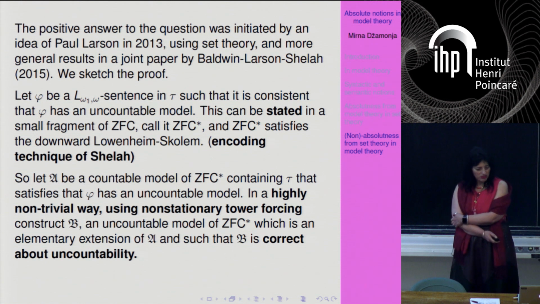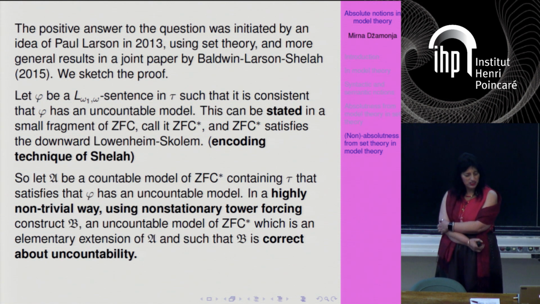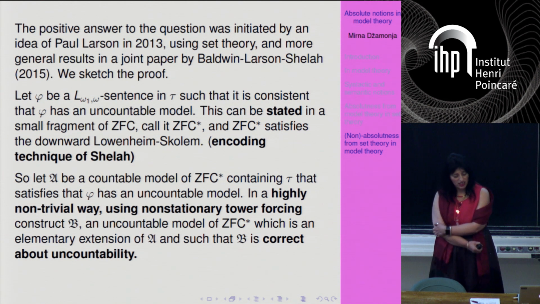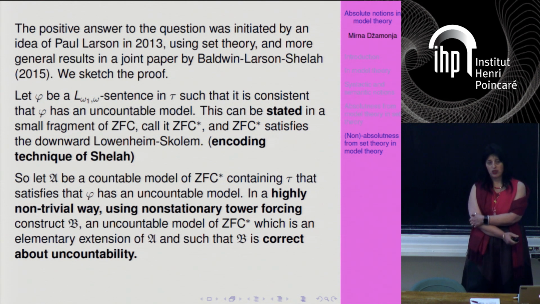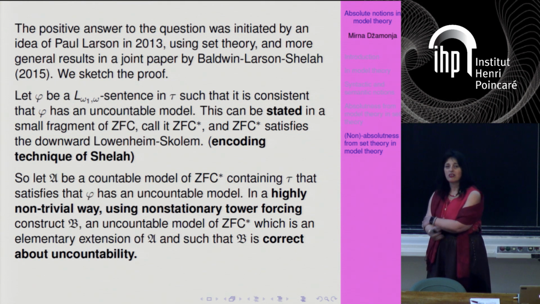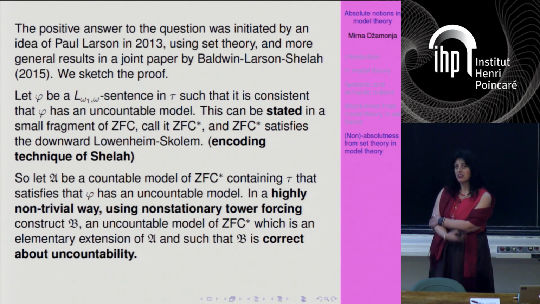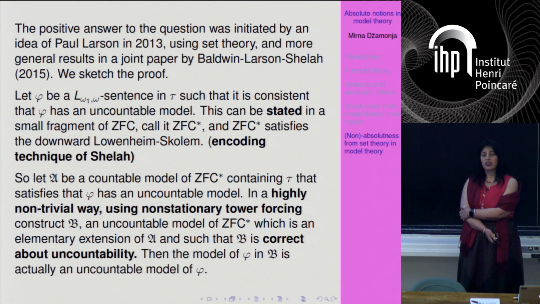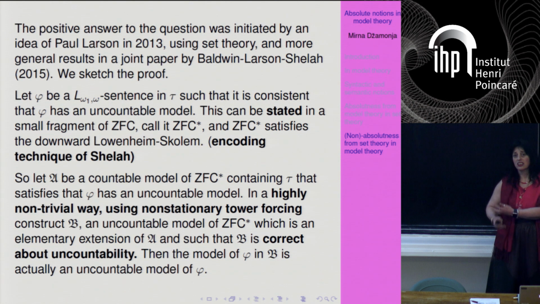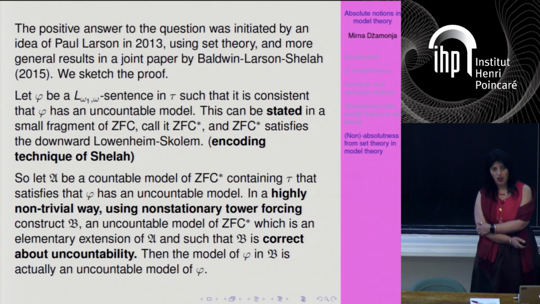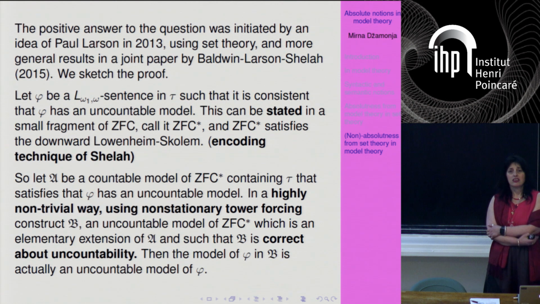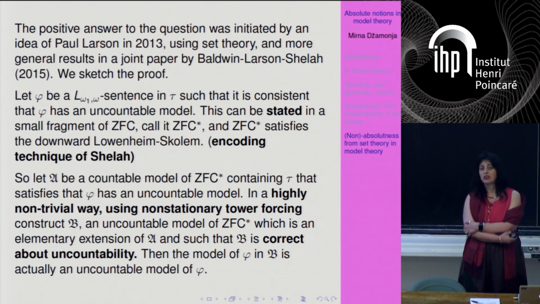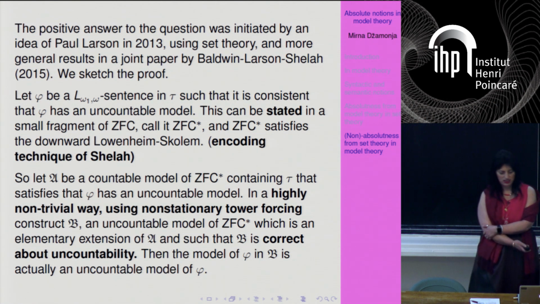So using this forcing, we construct an uncountable model, which is an elementary extension of A, and such that A is correct about uncountability. That means this model is not a model in V, but everything that it knows about uncountability is actually true in our ground model. So in particular, if you take the model of the sentence in this model, it's actually in the ground model where we live, an uncountable model of the sentence. So this means that if it is consistent to have such an uncountable model, one must exist in the ground model.